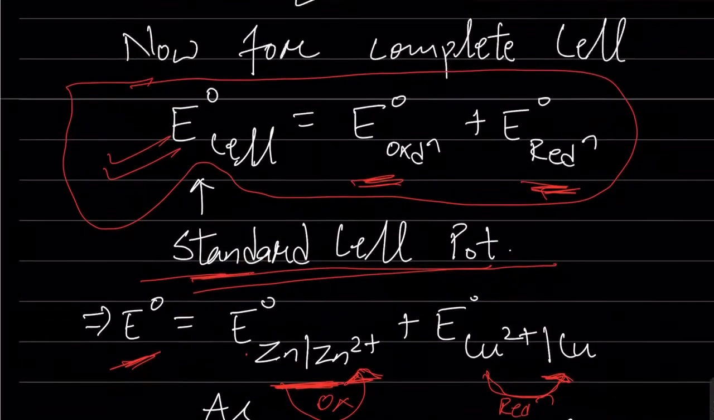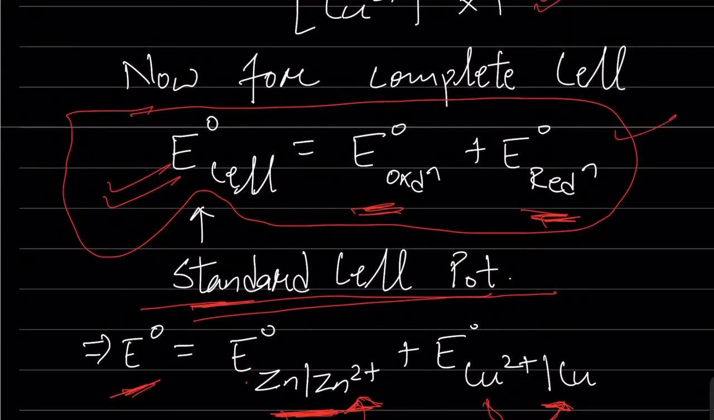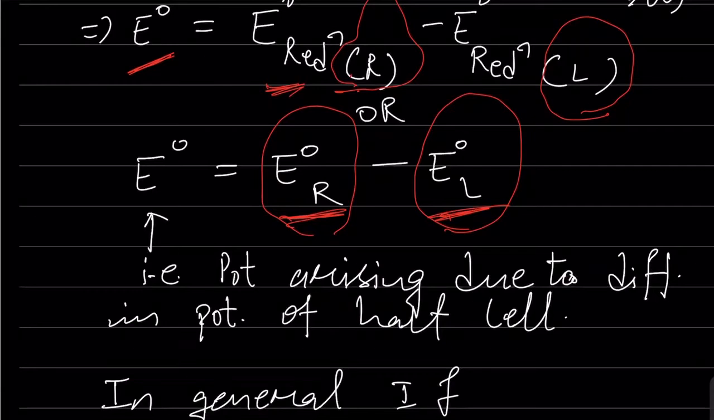Either write E naught reduction plus E naught oxidation as we have written over here, or you write like this. If you are taking both of them as reduction, you have to change simply the sign. That is potential arising due to the difference of potential of the half cell. Potential of the half cell will always be said as reduction potential. If you are talking about potential, it means automatically we are talking about reduction potential. If you are not, then you will have to specify that it is oxidation potential.